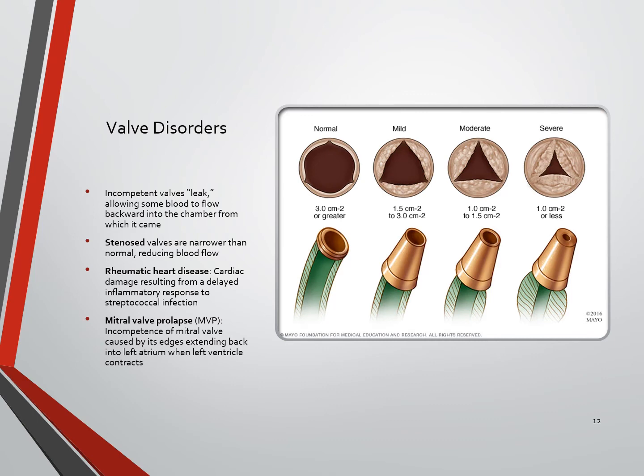And then lastly, on our list of valve disorders is mitral valve prolapse. Remember, the mitral valve is the valve that is on the left. It's the left atrioventricular valve. And incompetence of this valve is going to cause the edges, those little leaflets, to extend back into the atrium when the ventricle contracts. So the valve is going to be pushed inside out and backwards and up into the atria itself.